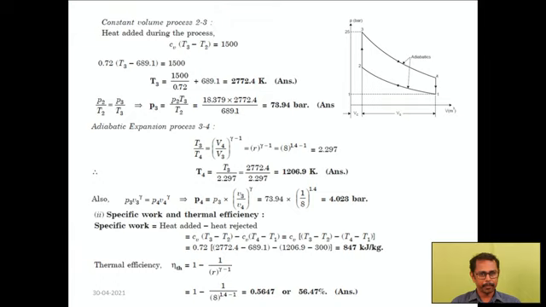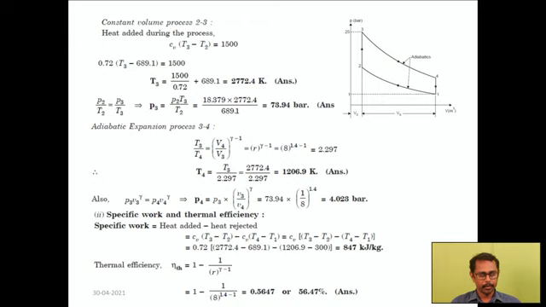And now we are going to find out P3. So we can take the process 2 to 3, which is constant volume process. For constant volume process, the pressure and the temperature relationship will be like this: P2 by T2 equal to P3 by T3, because the volume is constant, so that V2 and V3 will be eliminated. So P3 is equal to 73.94 bar from this equation. This is the maximum pressure in this problem.